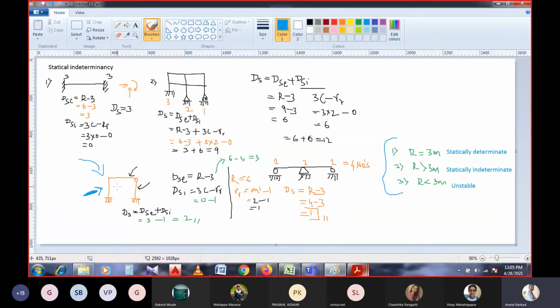Along with this, if you consider this structure, can anyone tell me? There are 3 plus 3, 6 reactions. The members are 1, 2, 3, 4, 5, 6, 7, 8, 9, 10. So 10 members are here, so again 3 into 10.